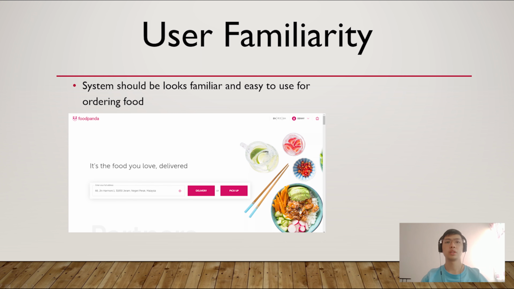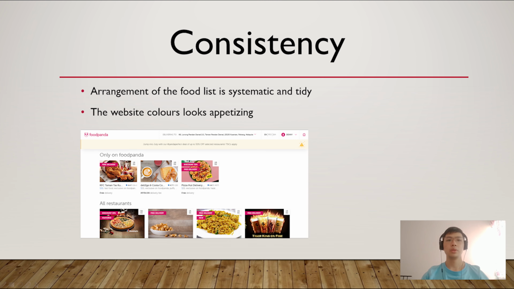For the user interface design principle part, my point will be user familiarity. The FoodPanda website system looks familiar and easy to use by the customer for ordering the food. Next will be consistency. The arrangement of the food list and place or location in the FoodPanda website system is systematic and also tidy. And the most important part is the color of the FoodPanda website interface, which is pink in color, which will make the customer more appetizing.